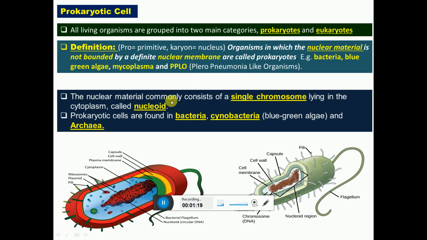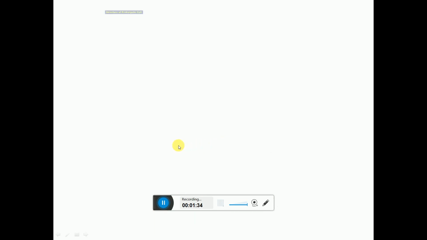The nuclear material commonly consists of a single chromosome living in the cytoplasm, called the nucleoid. This is the circular DNA actually. Prokaryotic cells are found in bacteria, cyanobacteria, that is blue-green algae, archaea, etc.